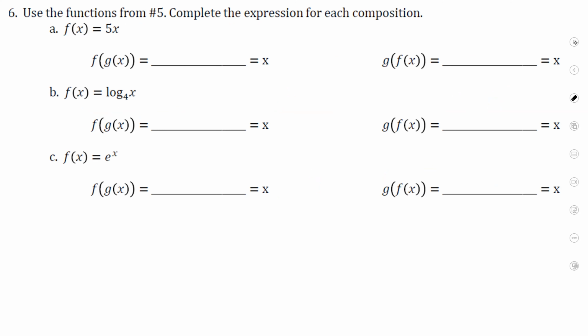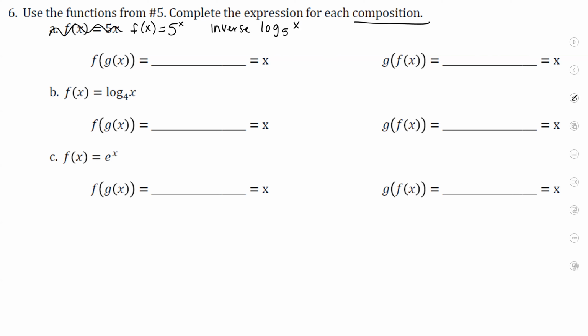Let's look at these. We're going to prove that they're inverses of each other by composition. Again, this is a typo right here. Please write this as f of x equals 5 to the power of x. Now, guys, what did y'all just tell me the inverse was? Log base 5. Yes, log base 5 of x.